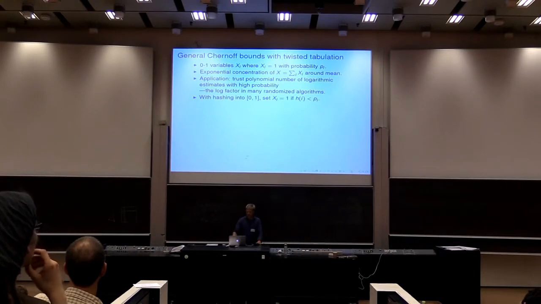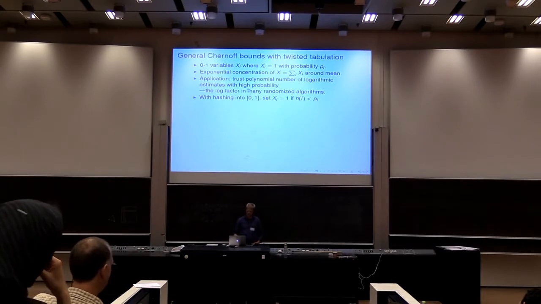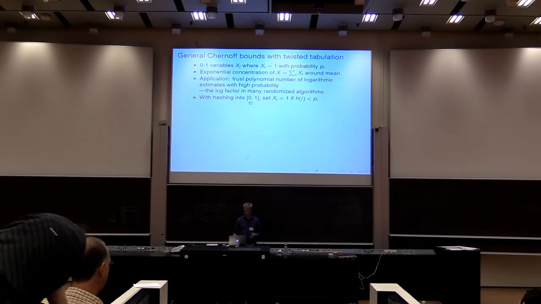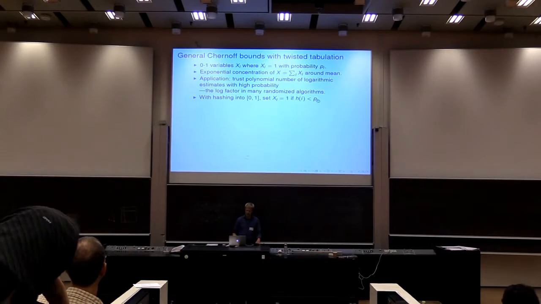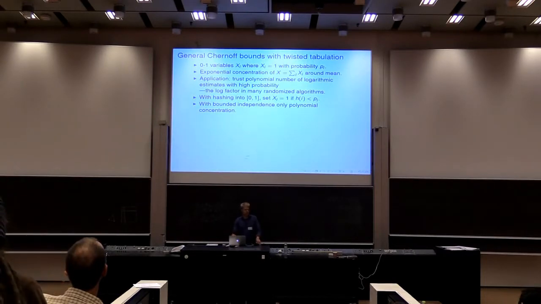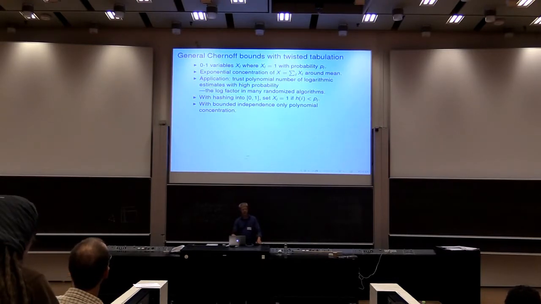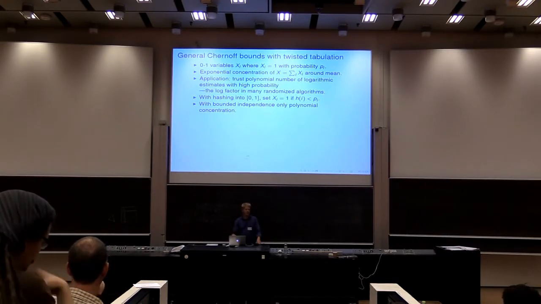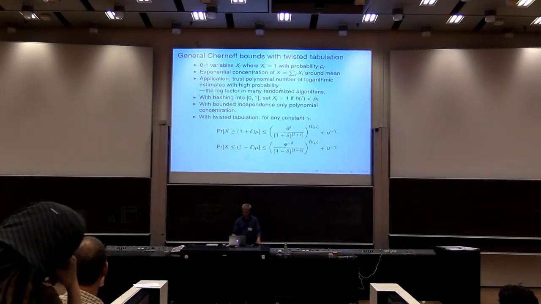So if you want to implement this kind of thing with hashing, what you do is use a hash value which is uniform in [0,1], maybe with some precision. And then you sample the item xi if the hash value is less than pi. Okay? So if we only have bounded independence, the issue here is we only get polynomial concentration. Again, if we had full randomness, we get exponential concentration, but with k-independence, we can't guarantee anything but polynomial concentration. But with twisted tabulation, we get the same formulas as before.